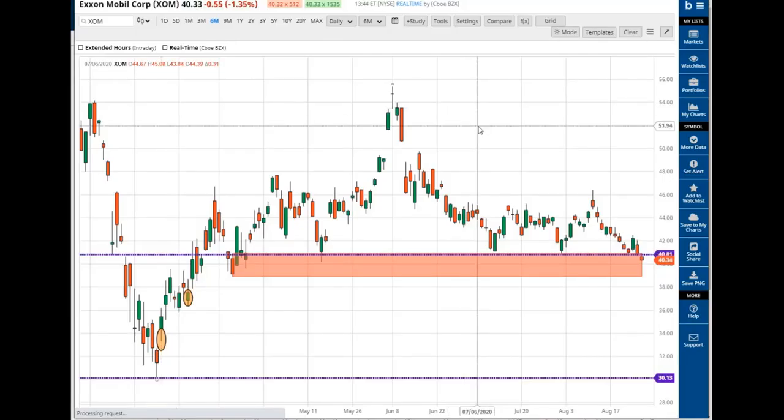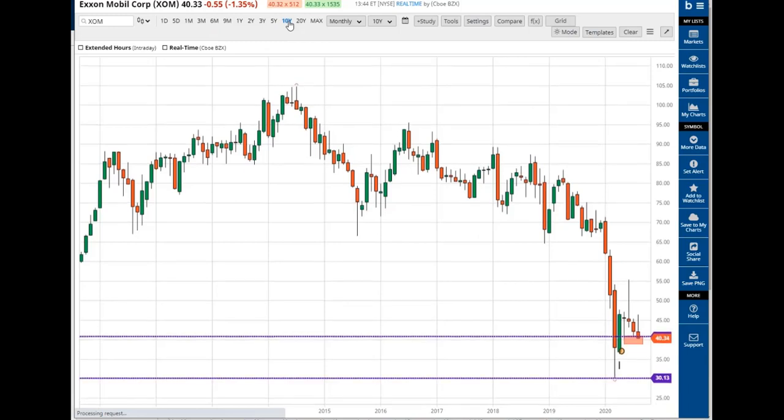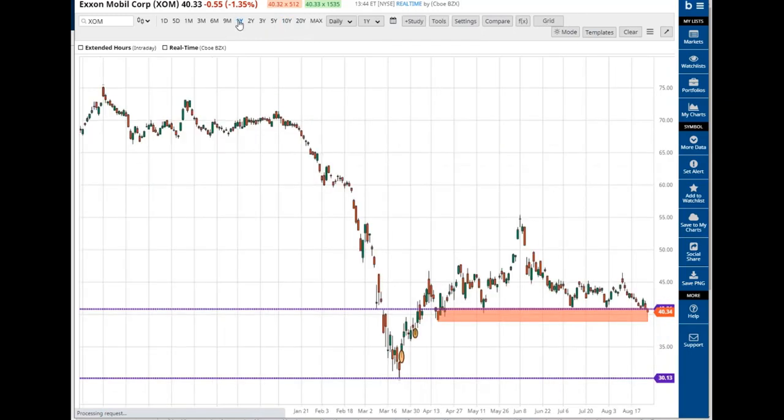Okay, so let's talk about Exxon Mobil, right? Now, Exxon has been around for a long period of time. So let's go back 10 years. And if we go back 10 years and we look at what is going on with Exxon Mobil, we can see that prices have fallen dramatically in Exxon over the last few years. And if anything, we can see that this downtrend has really kind of accelerated during this year. That's what we are looking for in terms of relative prices.